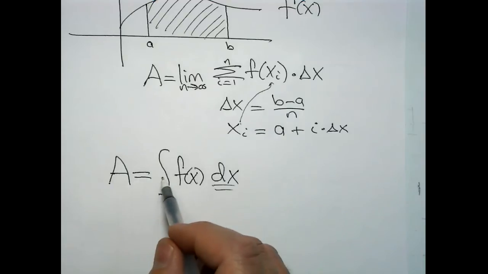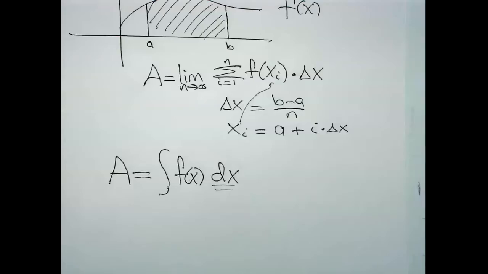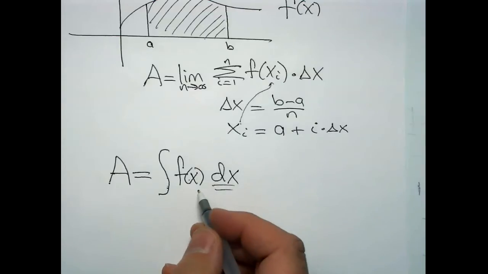Now wait a second. Area is the antiderivative? That doesn't make any sense. The antiderivative is a function. It's capital F of x. You know, it's like x cubed over 3 or something like that. That's not an area. That's a function of x. I need a number. I need a number. So how are we going to get a number here?